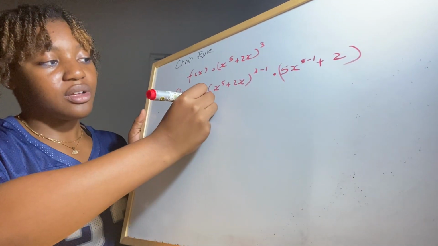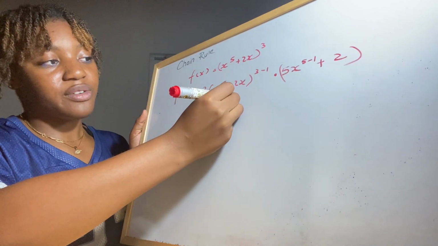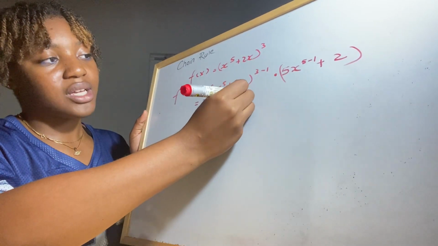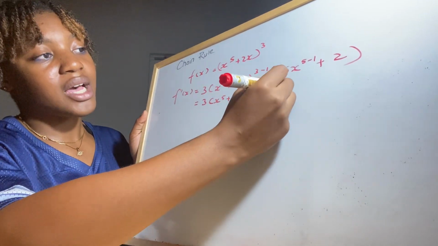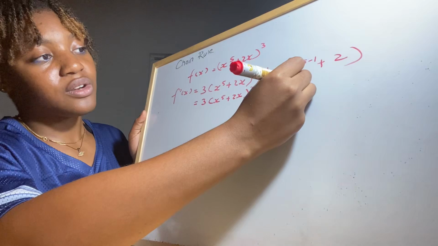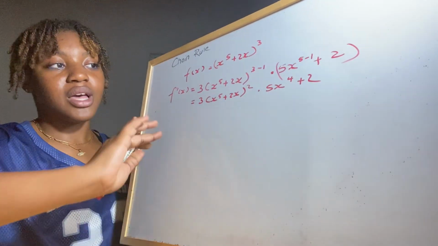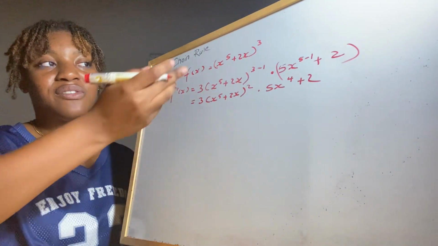So from here, 3, I'm going to simplify x to the 5th, 2x. 3 minus 1 would give us 2. And this would be times 5x to the 4th plus 2. And this would be our first derivative of this expression.